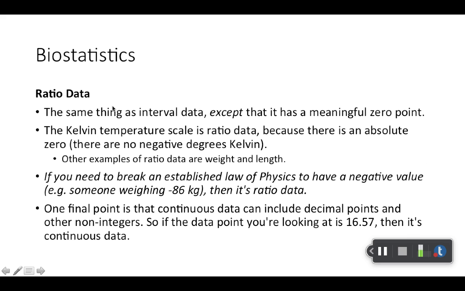Ratio data is the same thing, except it does have a meaningful 0 point. So you guys remember Kelvin, not Kevin, the student, no, the Kelvin temperature scale. It does have an absolute 0. And then other examples you'll see are weight and length.